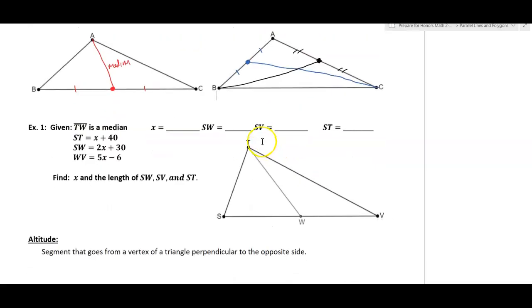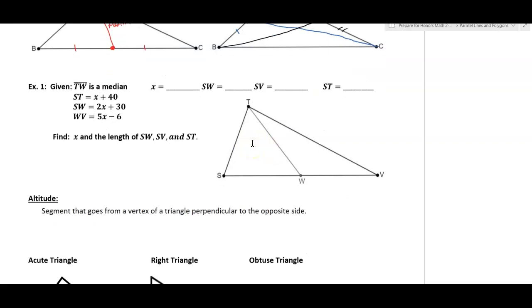And what you have to understand is the median basically gives you a midpoint. So the first example here, TW is the median. So they're telling you that this segment is the median. They tell you ST is x plus 40, SW is 2x plus 30, and WV is 5x minus 6. Well, what you have to understand is if this is the median, W is the midpoint, making these two segments congruent. Therefore, I know 2x plus 30 is equal to 5x minus 6.